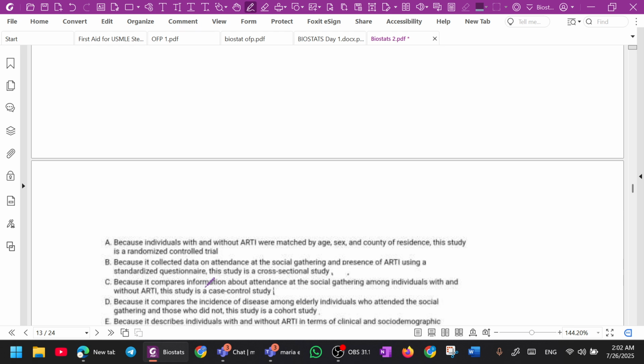Okay, let's do B. You want us to keep that one, so we'll keep it. Because it collected data on the attendance at the social gathering and presence of acute respiratory tract infection using a standard questionnaire, it is a cross-sectional study. What do you think about that one? False. Why?